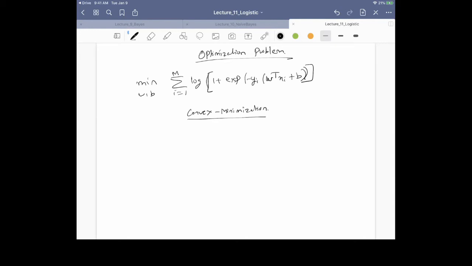Right. So the reason why it's convex is because this functional form is what is known as a log sum exp. So it's a log followed by a sum of exponentials, because this one can be written as exp raised to 0, and this is exp raised to minus yi multiplied by w transpose xi plus b. Because of this, this function turns out to be convex.